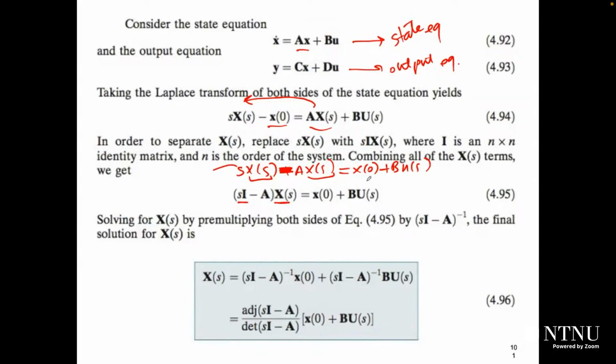We need to solve for X(s). So we will multiply both sides from the left by the inverse of this matrix. In this case, (sI minus A) inverse multiplied by (sI minus A) will be 1. So X(s) equals (sI minus A) inverse multiplied by x(0) plus (sI minus A) inverse multiplied by BU(s).